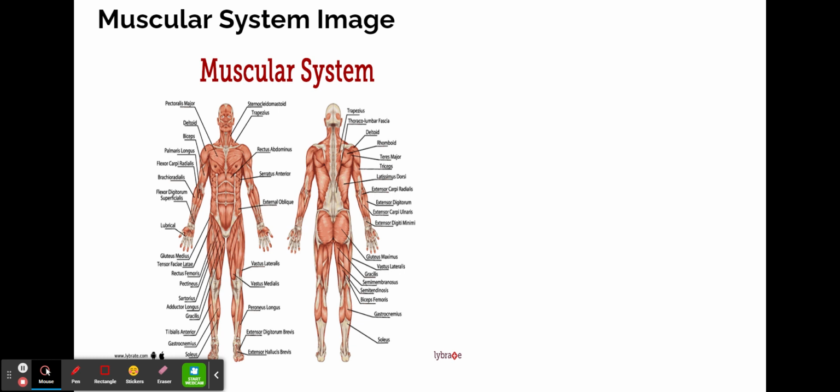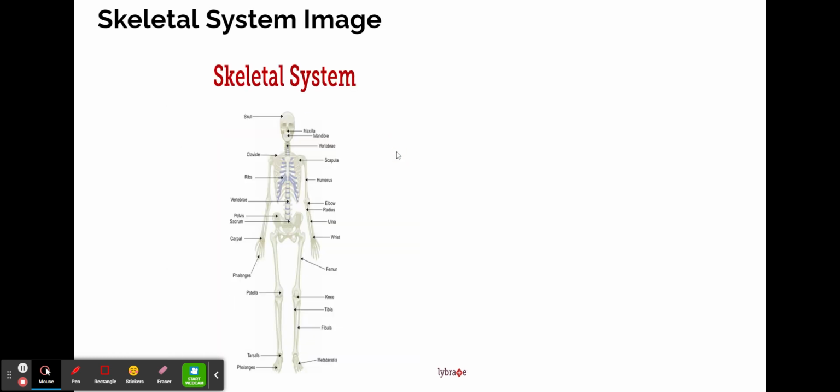Tendons are part of the skeletal system and the muscular system, and they're tough, fibrous connective tissues that attach your muscles and bones together. They transmit the force generated by muscles into the bones, enabling movement. And that is it for the muscular system.